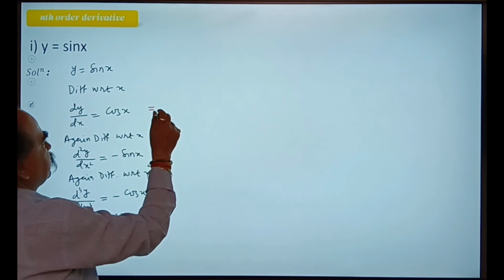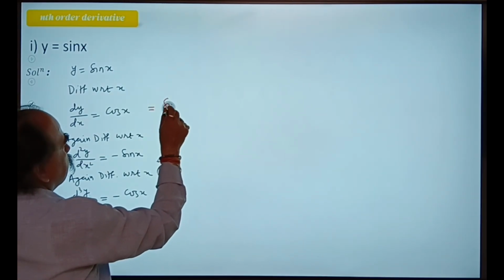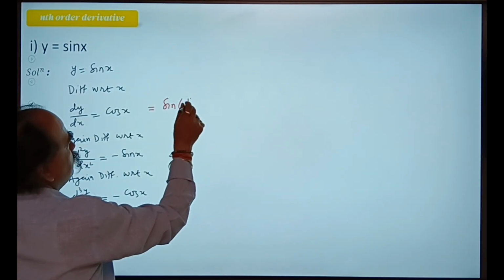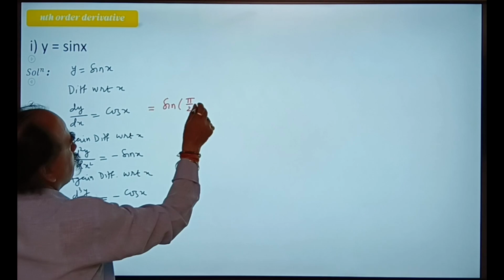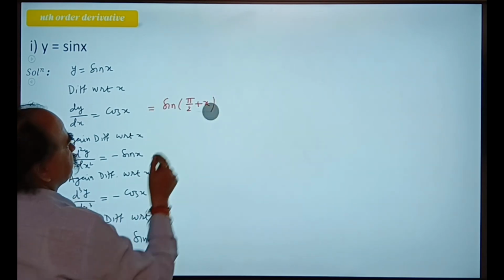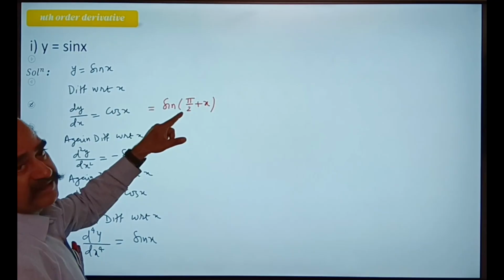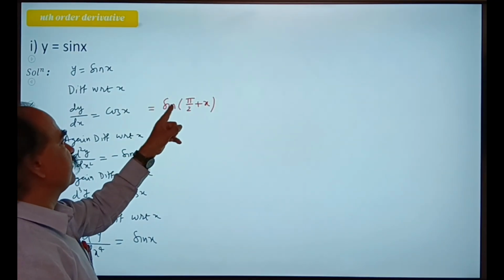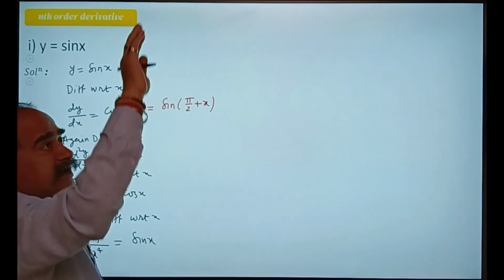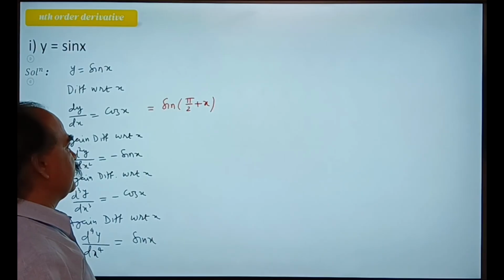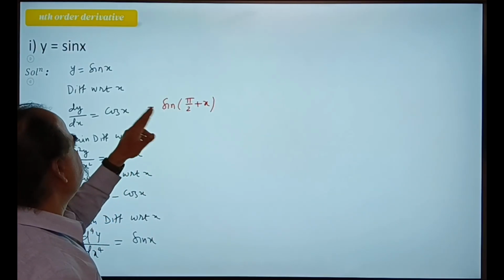This cos x can be written as sin of pi by 2 plus x. Sin 90 plus x, 1 times 90 degrees, so sin changes to cos. 90 plus will go in second quadrant. In second quadrant, sin is positive.